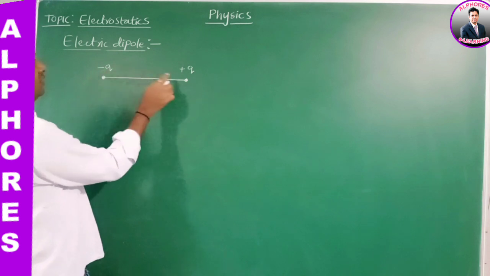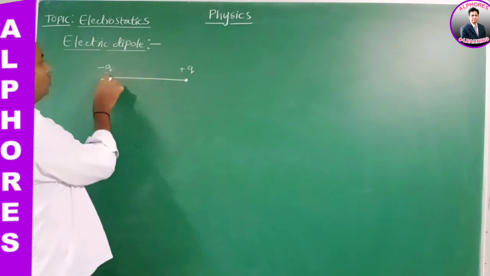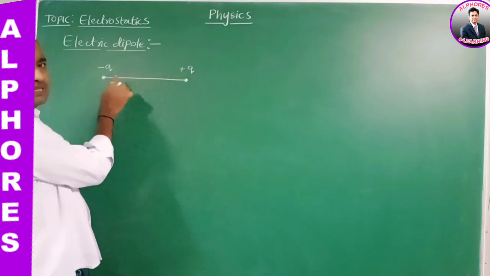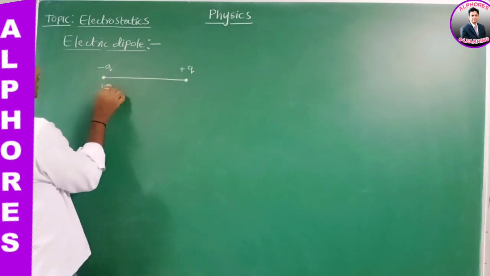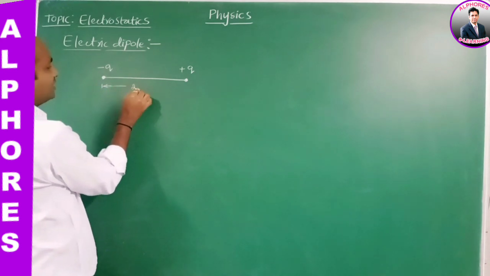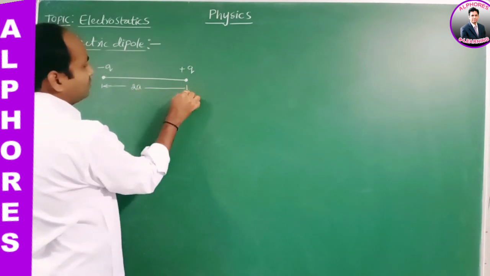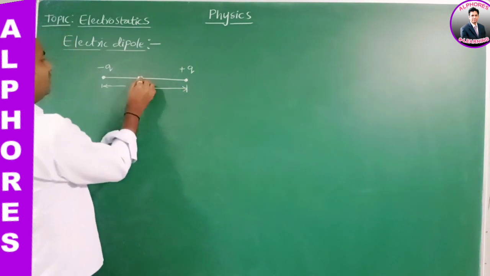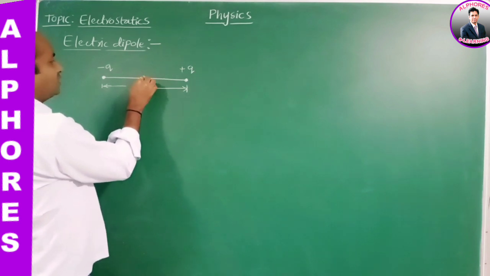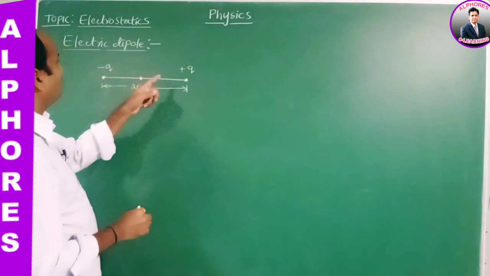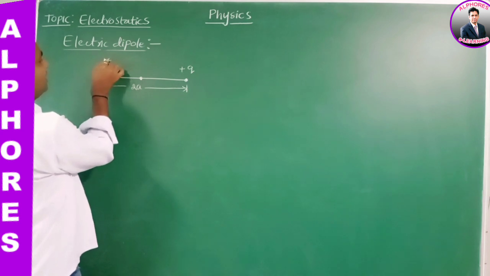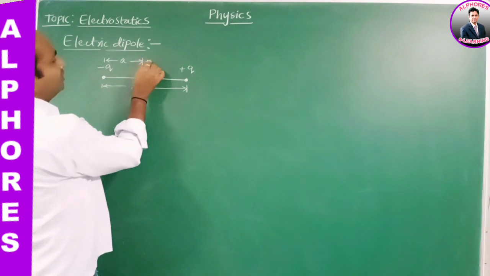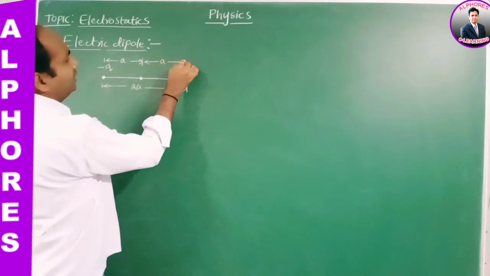Let us take this as an electric dipole. Two charges, one negative and the other positive, but of the same magnitude, separated by a certain distance. Let us take this as 2a; the distance between the two charges is 2a, or you may take 2l. From the center of the dipole to either charge, the distance is a.